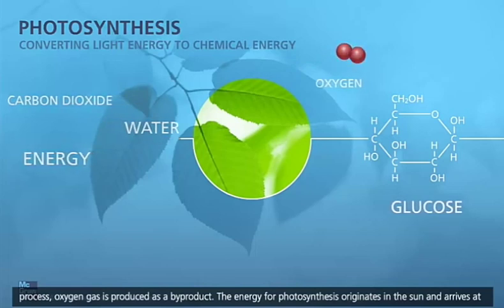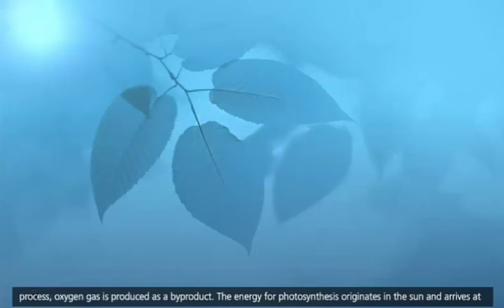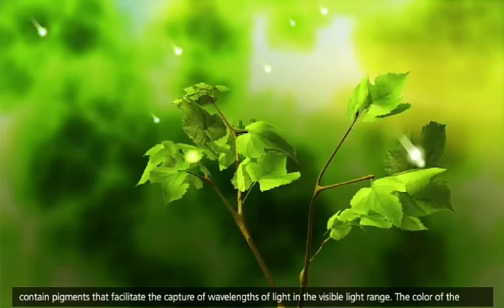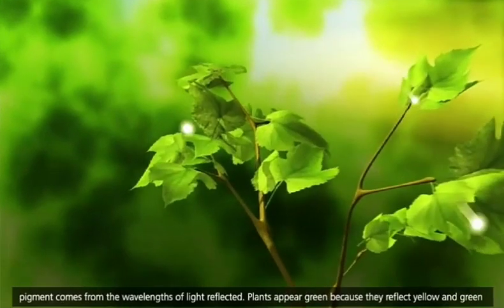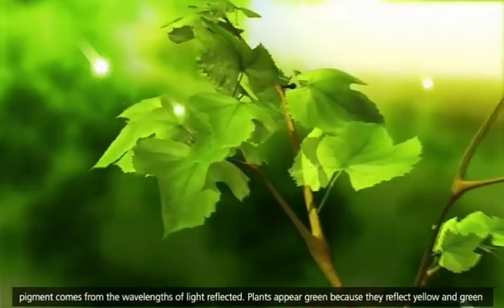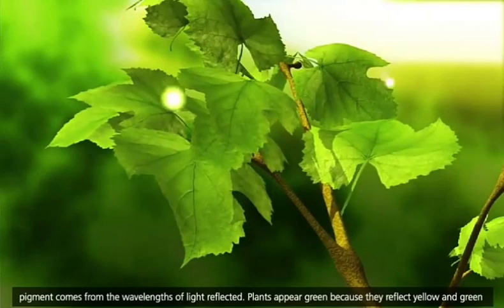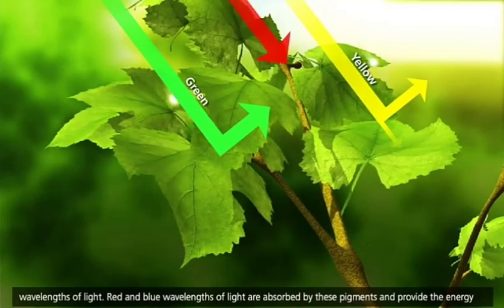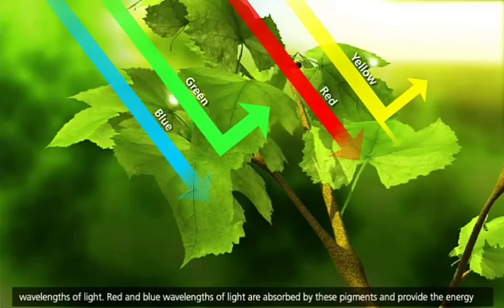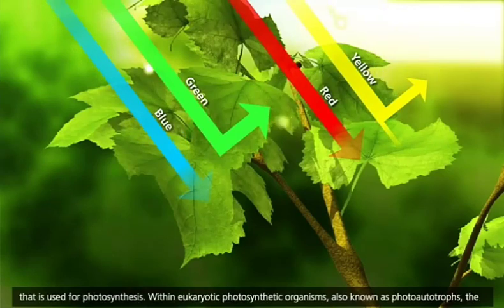Plants contain pigments that facilitate the capture of wavelengths of light in the visible light range. The color of the pigment comes from the wavelengths of light reflected. Plants appear green because they reflect yellow and green wavelengths of light. Red and blue wavelengths of light are absorbed by these pigments and provide the energy that is used for photosynthesis.